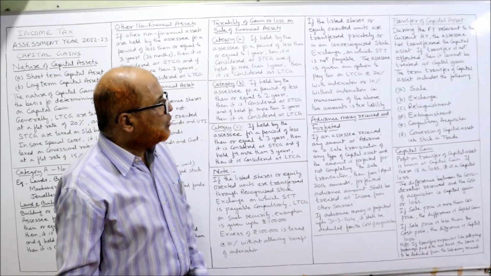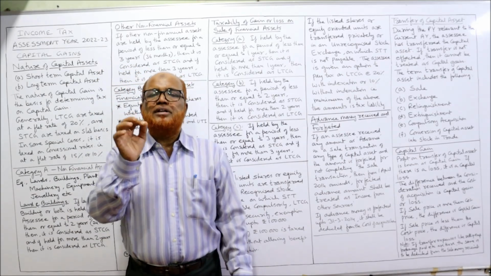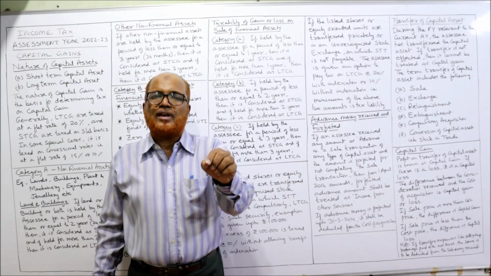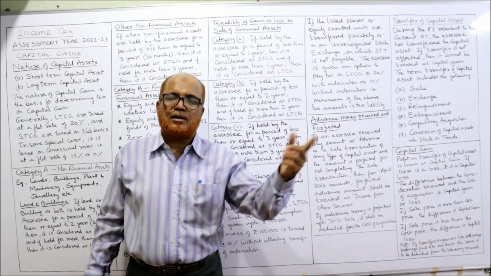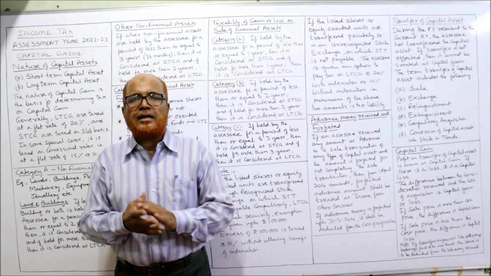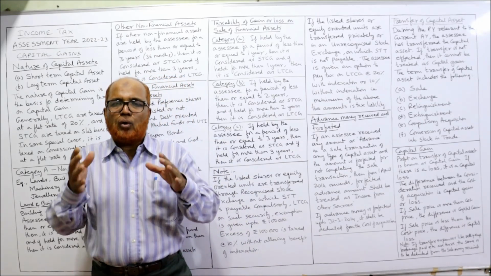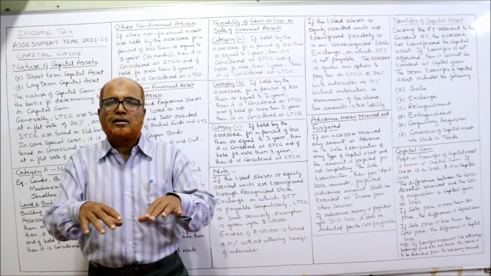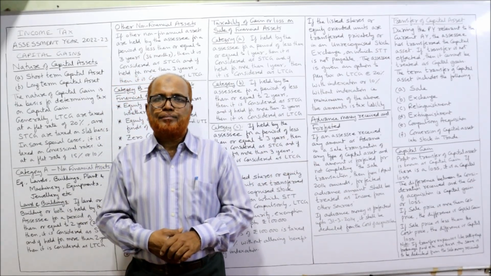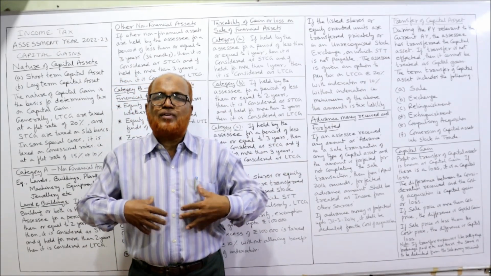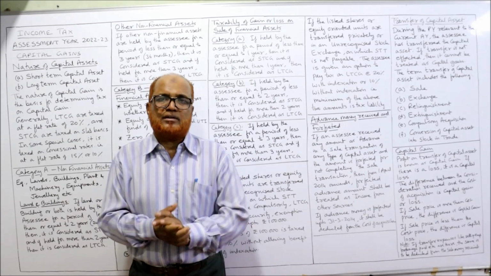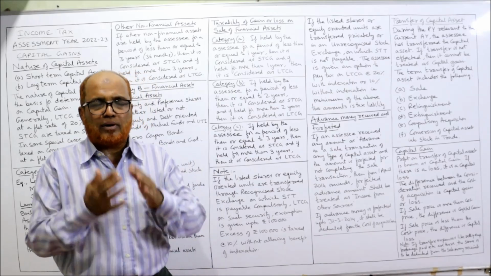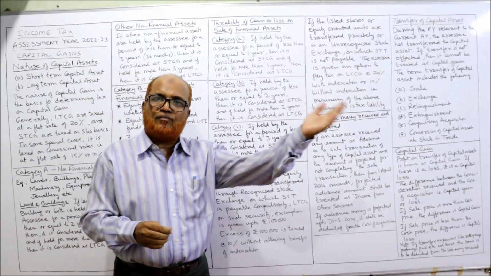Next comes relinquishment. Relinquishment means voluntarily transferring the ownership of the asset in favor of another person. Example, a partner has transferred the ownership of his property to the partnership firm. So voluntarily he is transferring his property in the name of the firm. It is called relinquishment. Voluntarily transferring the ownership of the asset in favor of another.